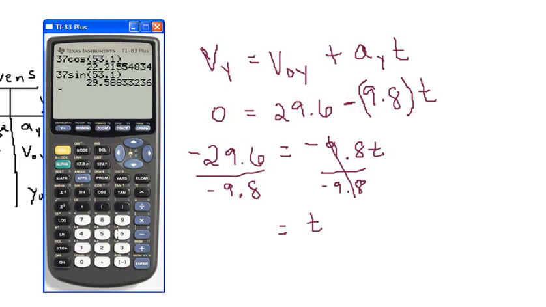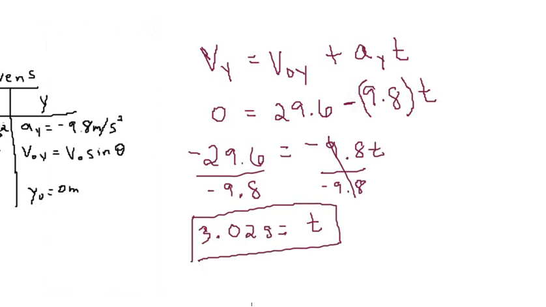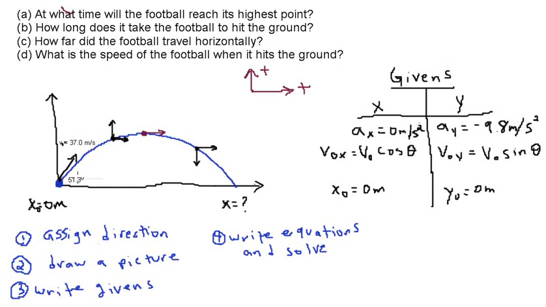Okay, so we have negative 29.6 divided by negative 9.8, and you get 3.02 seconds. This is the amount of time it takes the ball to make it halfway. So it takes 3.02 seconds for the ball to reach half the distance. So that is the answer to problem A.